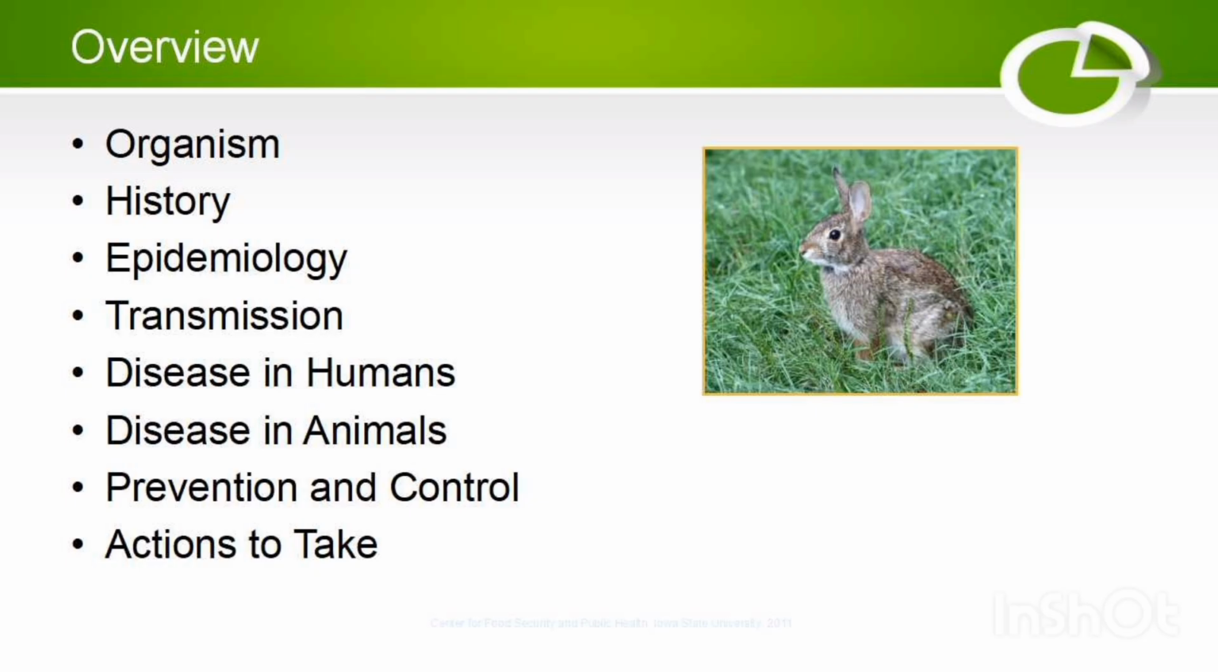In today's lecture, we will cover the information regarding the organism that causes tularemia. We will also talk about the history of the disease, how it is transmitted, species it affects, including humans, and clinical signs observed. Finally, we will address the prevention and control measures for tularemia, as well as the actions to take if tularemia is suspected.